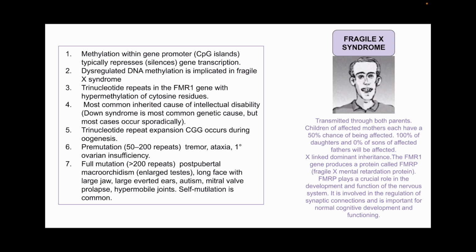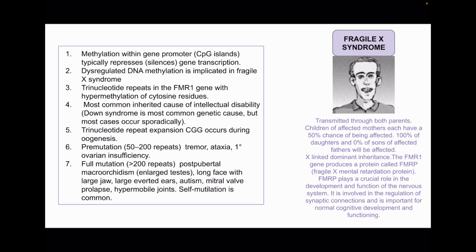Pre-mutation, where there are only 50 to 200 repeats, in that condition you'll have tremor, you'll have ataxia and first-degree ovarian insufficiency. If it's a full mutation where there are greater than 200 repeats, you'll have post-pubertal macroorchidism, enlarged testes, long face with large jaw, large everted ears, autism, mitral valve prolapse, hypermobile joints, and self-mutilation is common.